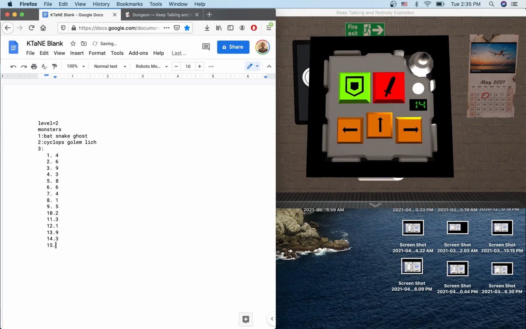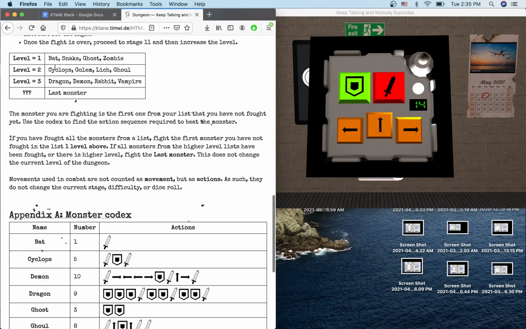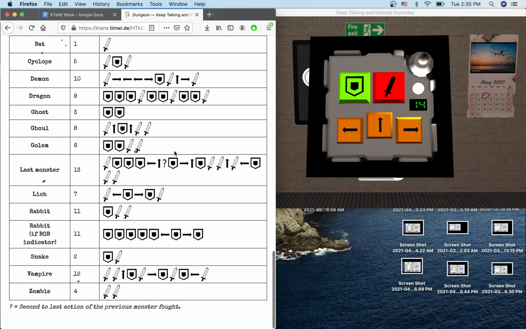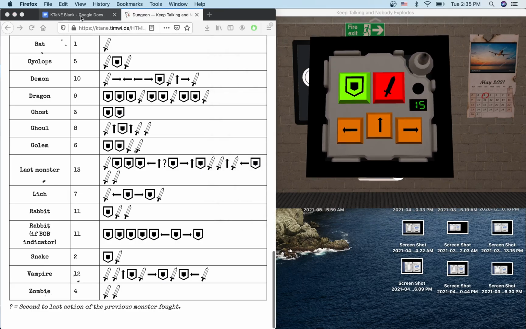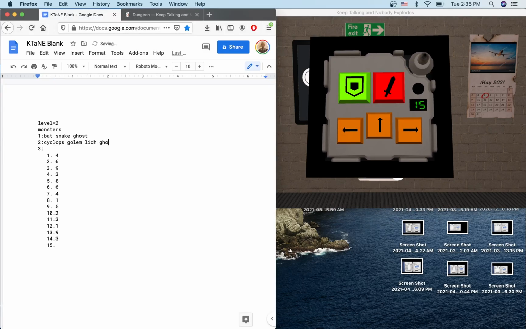We're fighting a monster. Now, the 3 did not change our level, so we're fighting a monster at level 2. We've fought the Lich, so we're fighting the Ghoul. The Ghoul has associated symbols sword forward, block forward, sword, sword. And that's gone. Now we're on stage 15.